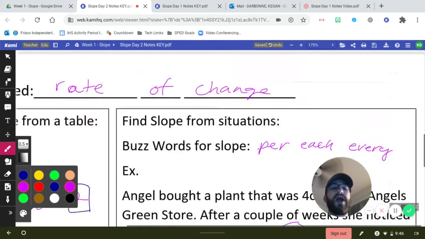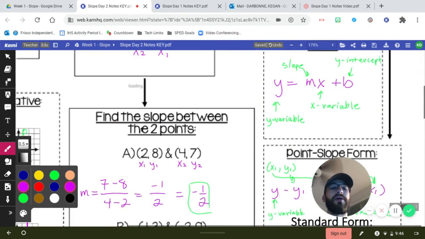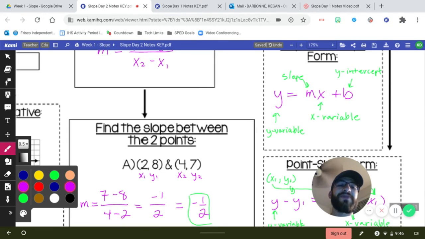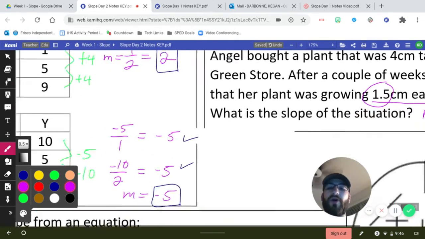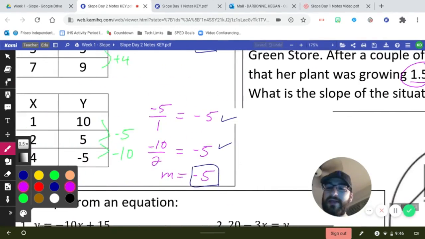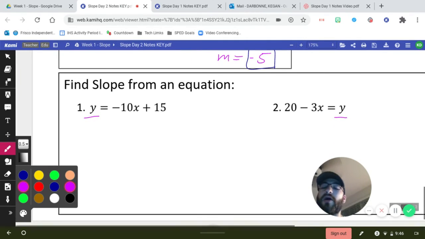So just as a reminder, going back to our equation, it is y equals mx plus b. So slope is always that number in front of x. It's not the number and x. It's the number in front of x. Slope is a number. None of these other slopes we found have ever had a variable. They're always just numbers.